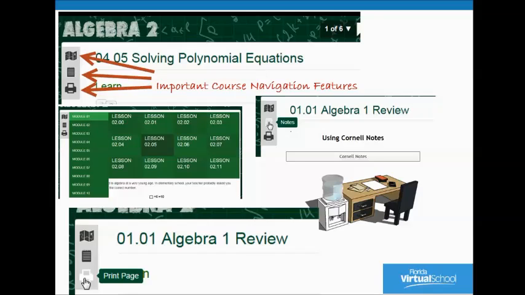The next one is the notes icon. And when the students click on that, it shows them how to do Cornell notes, how to take proper notes in math. And then the last one is, of course, the print page. They don't actually have to print the page, but they can save as a PDF if they need to. Say there's a page with a bunch of definitions or something like that, and they would rather save it instead of writing their notes, they can do that.